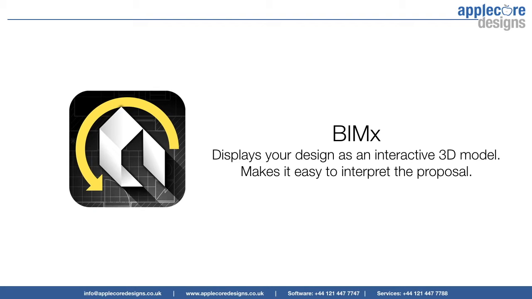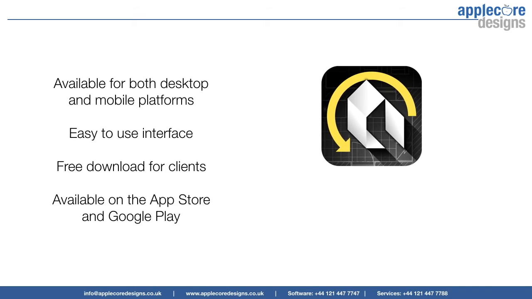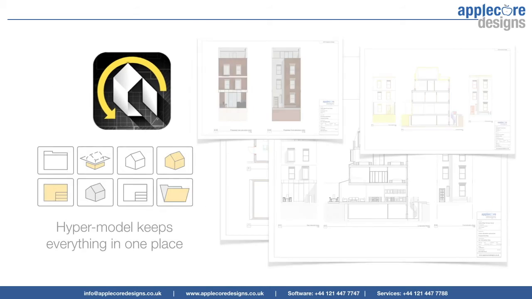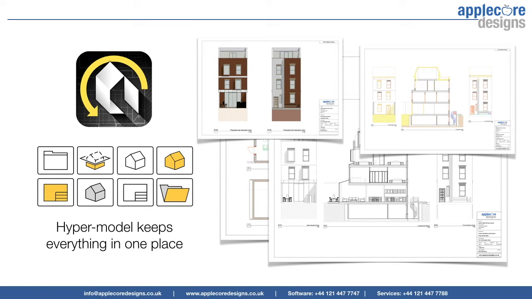And this is where BIMX comes in. BIMX has been specifically developed for the mobile platform, and it takes your building model and makes it easy to interpret the design proposal that is in front of you. It is available free of charge for Windows, Mac OS, iOS, and Android. It's been designed for the Apple iPad and Android tablets to carry around your design. BIMX uses what we call the hypermodel technology.